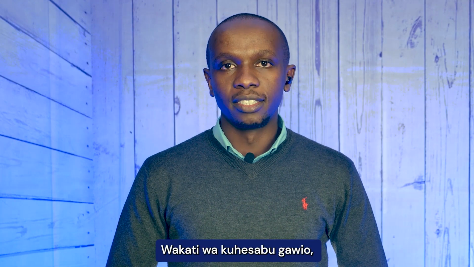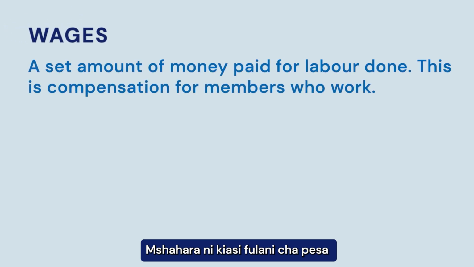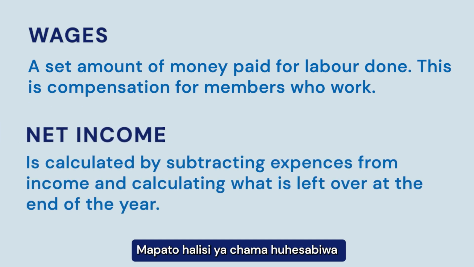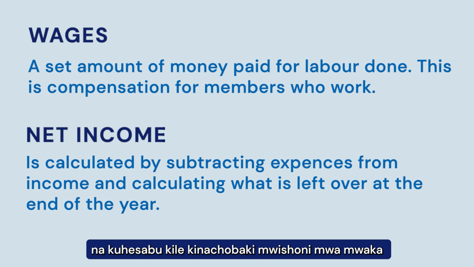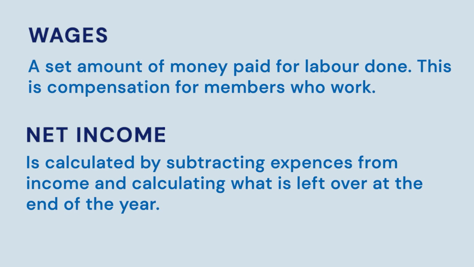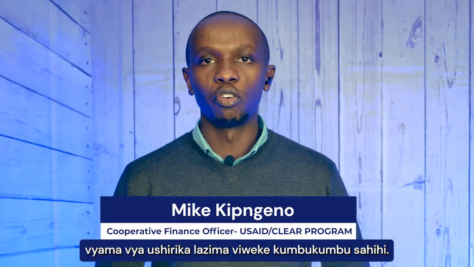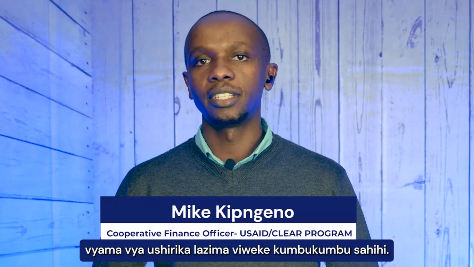When computing dividends, consider the following terms. A wage is a set amount of money paid for labor done. This is compensation for members who work. The co-op net income is calculated by subtracting expenses from income and calculating what is left over at the end of the year. Member dividends are calculated from the excess and distributed to members as owners. To compute this, the cooperative must keep accurate records.